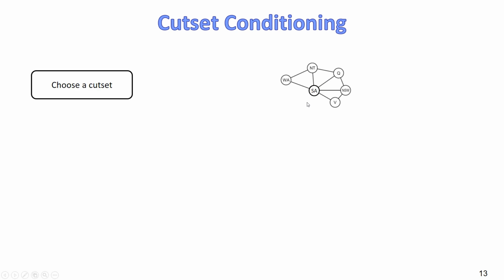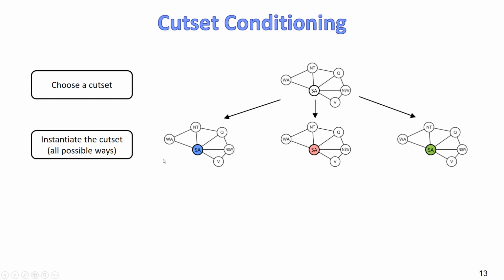This slide we also started last time, talking about how we can do Cutset conditioning. If we have this constraint graph, the Cutset here is just SA, because if we remove SA, then all the cycles will be gone, and we will have a tree structured CSP. So the first step is to choose a Cutset, then to instantiate the Cutset with all possible values.